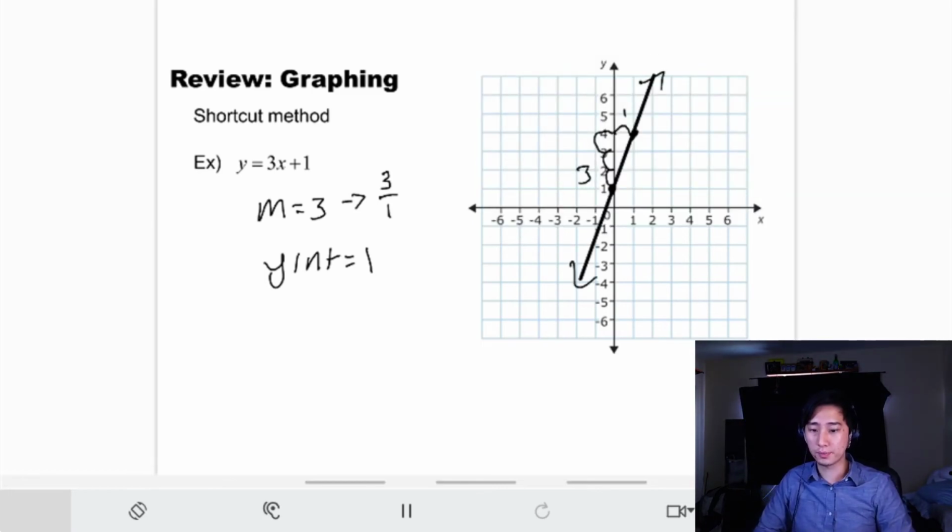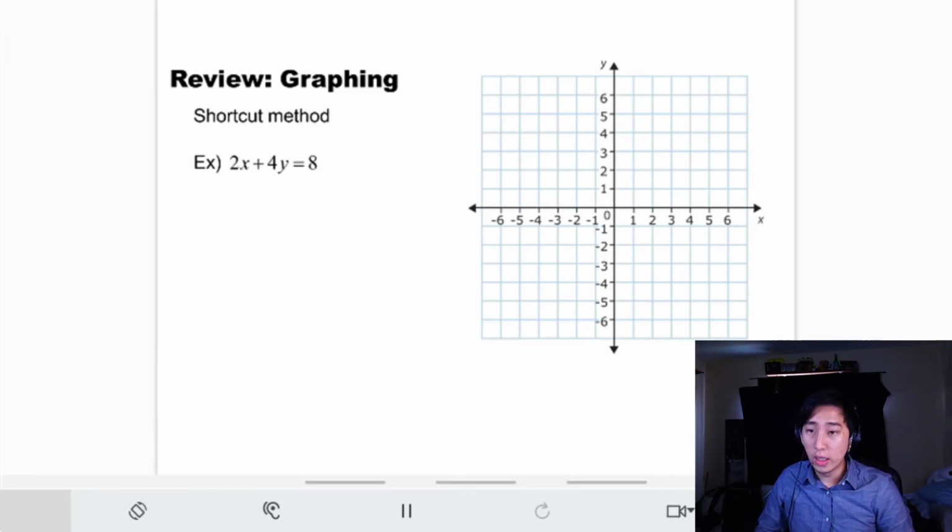Okay. Now, if I give you something like this, like I said, since it's not in point slope form and it's not in slope intercept, unfortunately, we're just going to have to use our table method. There are ways that you can change this into slope intercept form. I've gone over it before a little bit, but if you're having trouble or you don't remember, tell you what, just jump back to the table method. It's probably going to be quicker at that point.